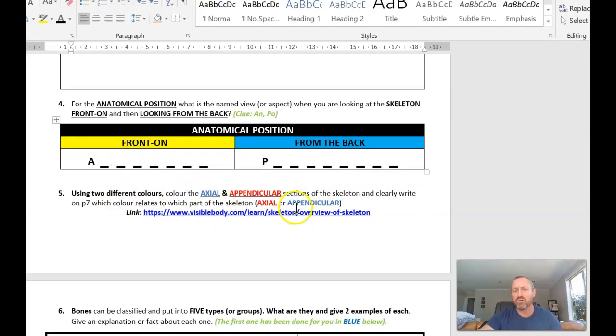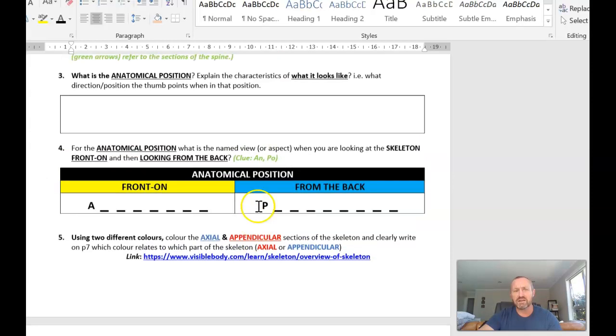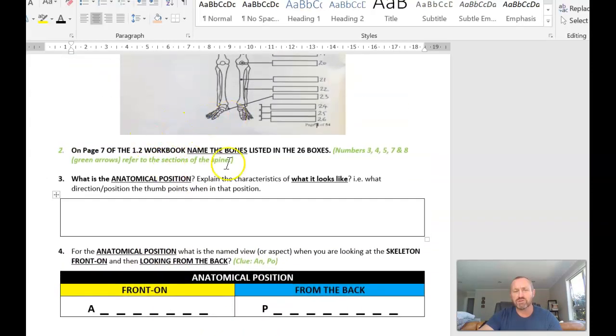Okay, a lot of them you might not know the answers to, but you will need to follow the links to go and get the answers, and there'll be lots of other information there as well. So the first set of questions here is just the bones, okay, and then we talk about what the anatomical position is and how you would define it.